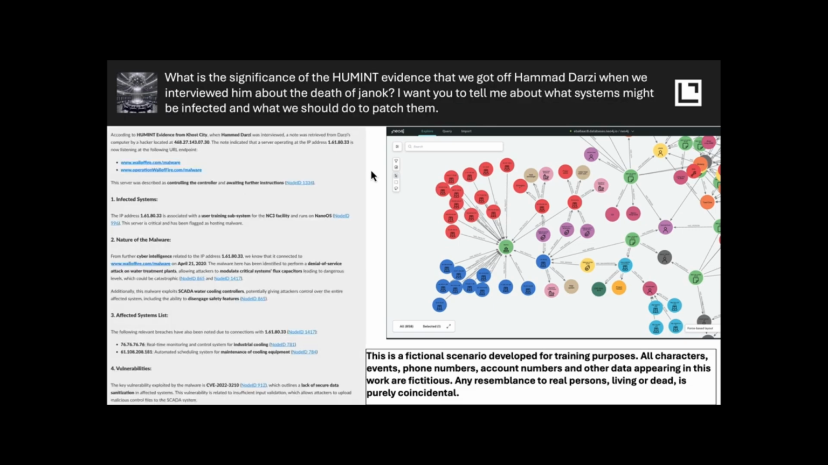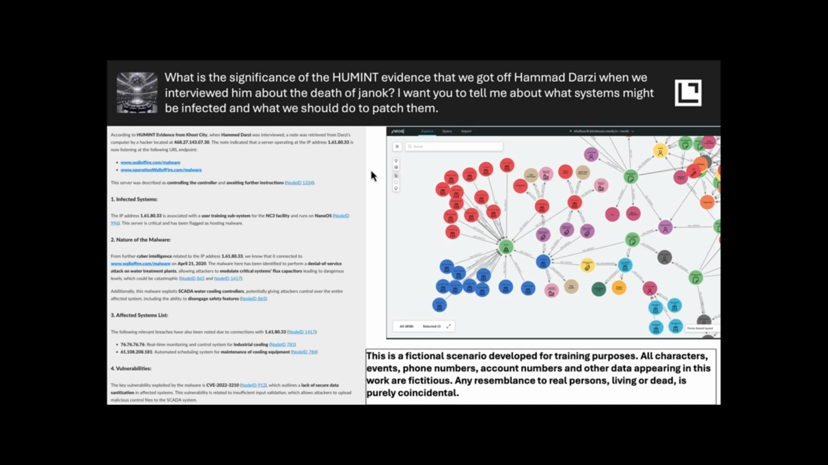And here's just an example of asking it a question. So after loading all this data in, this is the question we ask it. What is the significance of the human intelligence evidence we got off Hamad Darzi when we interviewed him about the death of Janak? I want you to tell me about what systems might be infected and what we should do to patch them. So this is the answer we were able to create based on all of that information we ingested.